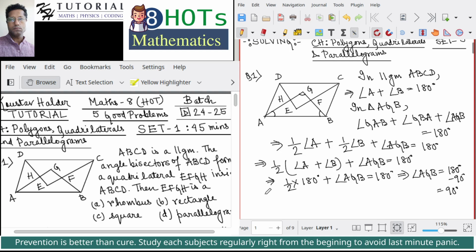So we see that in the quadrilateral EFGH, angle G is equal to 90 degrees.